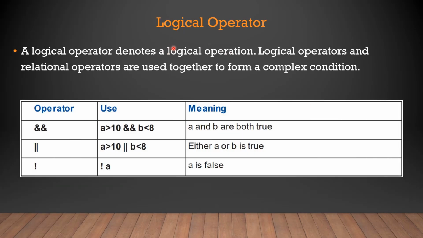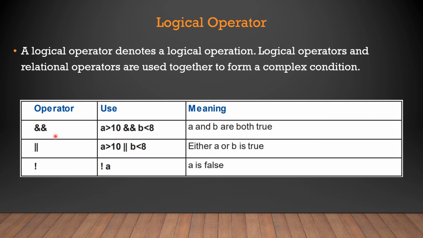Now let us talk about logical operators. A logical operator denotes a logical operation. Logical operators and relational operators are used together to form a complex condition. So basically, their name is also suggesting they will perform the logical operation. What do we mean by logical operation? Basically, in a logical operation, we are given conditions and we see whether the conditions are satisfied or not. And according to that, true or false is the result.